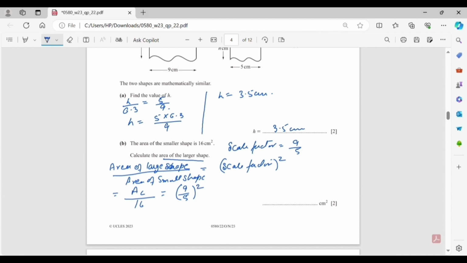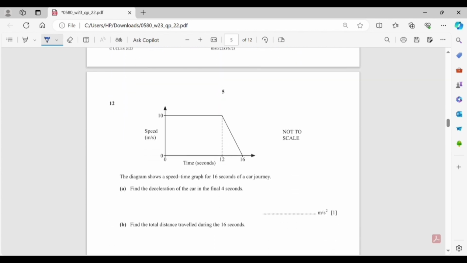squared. Now the area of the large shape will be equal to 81 by 25 into 16. Now the area of the large shape, we will use the calculator, is equal to 51.84. So our answer is 51.84 centimeter square. Right. Next, question number 12.